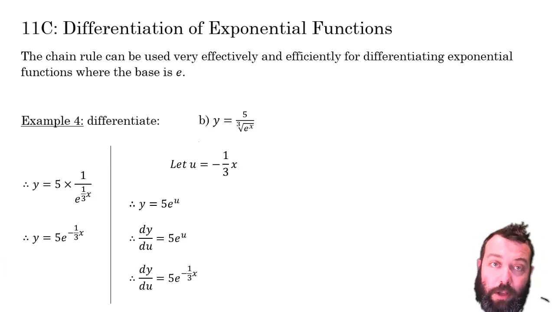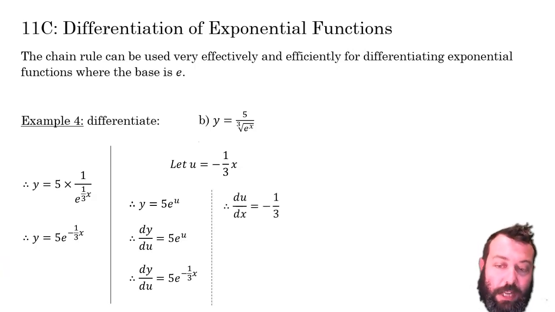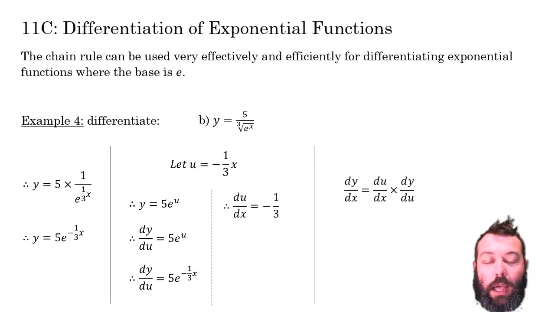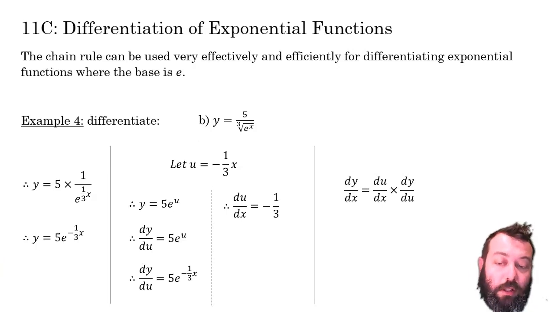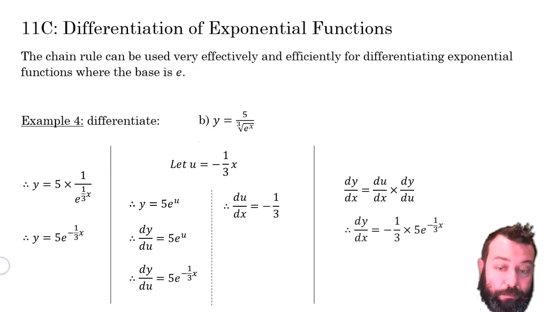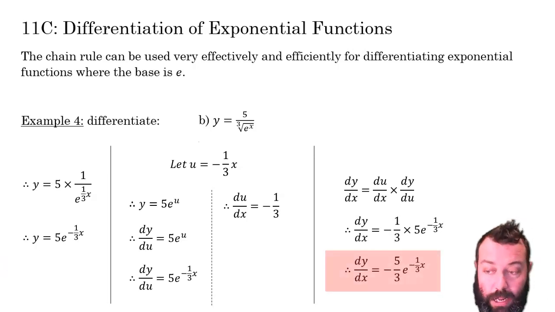And that's going to happen over and over again if we use this sort of substitution. Differentiate the substitution as negative 1/3, and then the chain rule tells us that I multiply those two things together. So I get negative 5/3 e to the negative 1/3 x.